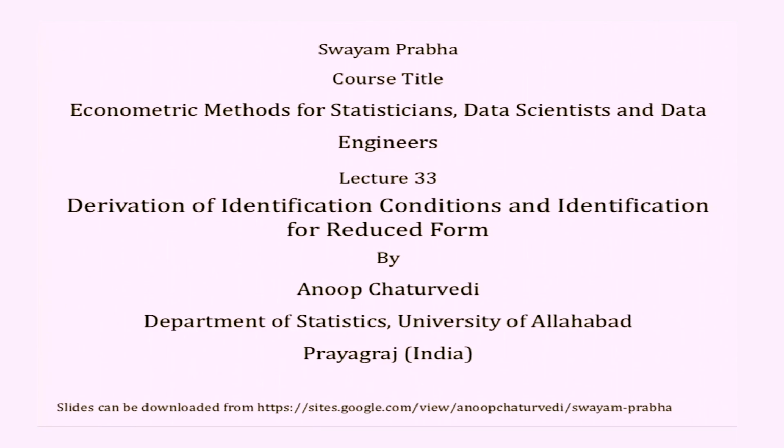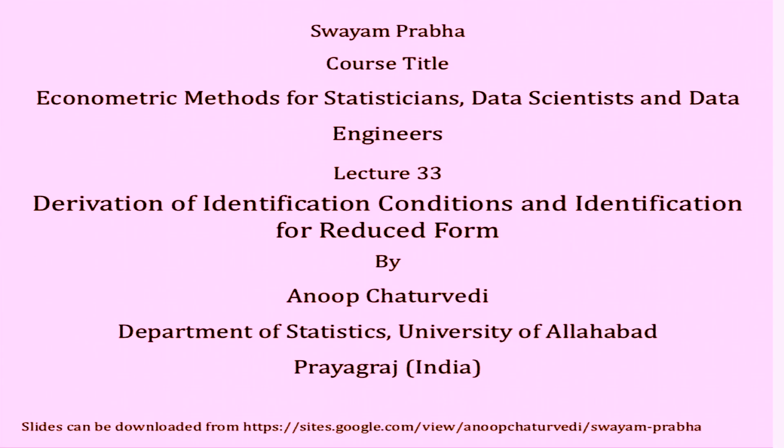Welcome to lecture 33 of the course on econometric methods for statisticians, data scientists and data engineers. The title of this lecture is Derivation of Identification Conditions and Identification for Reduced Form.